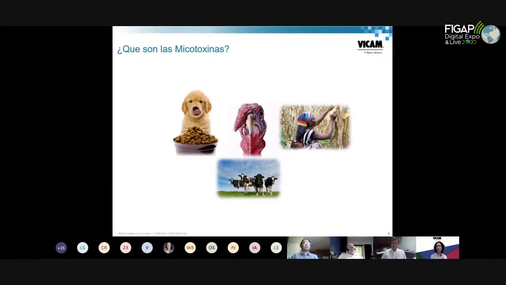And in Europe, a large amount of milk was dumped in Romania because of suspected contamination with aflatoxin M1.